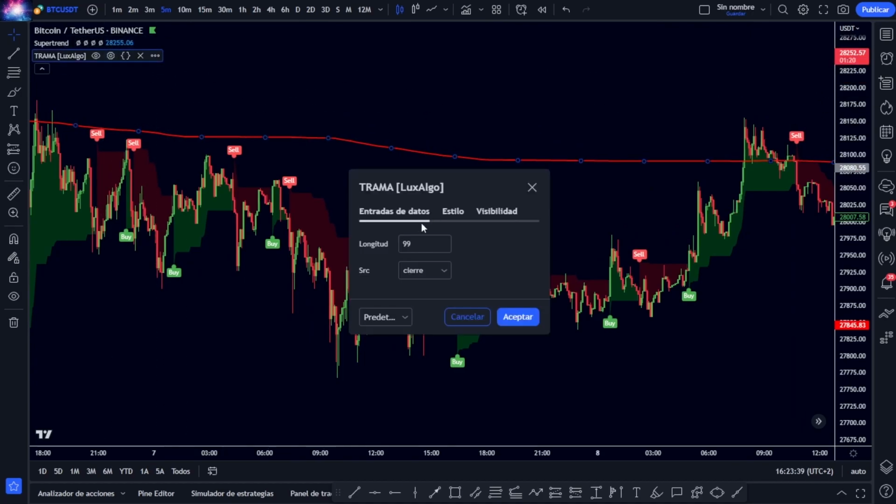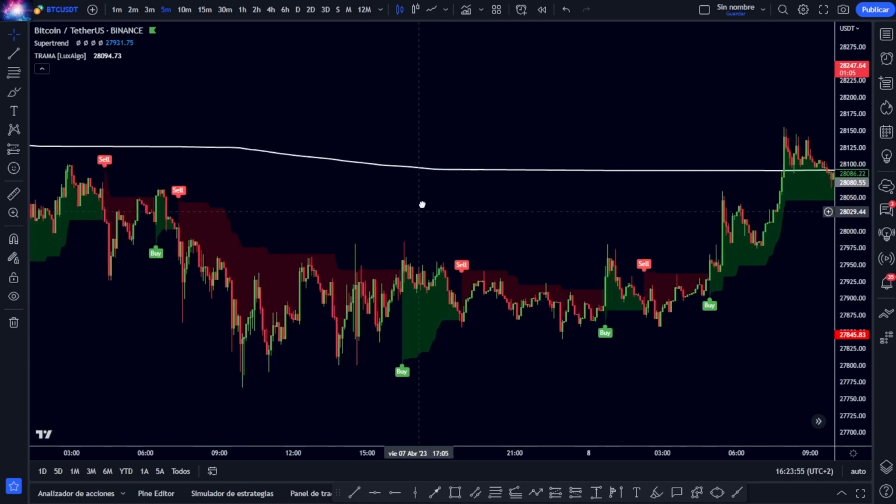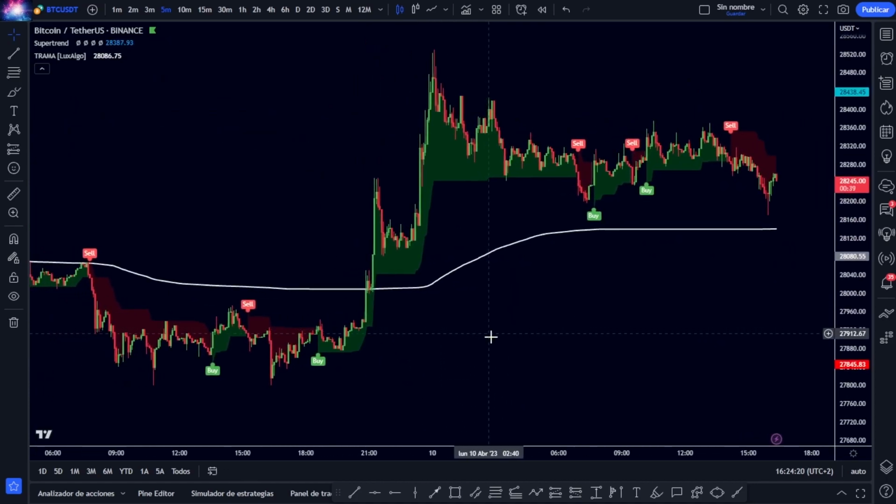In this case, simply put that average to your liking. For example, we can put it in yellow, which looks pretty good, or in white to make that contrast with the background. As you can see, we are live, and now we are going to look for that perfect setup to enter our trades.